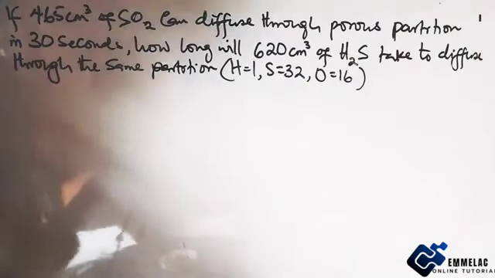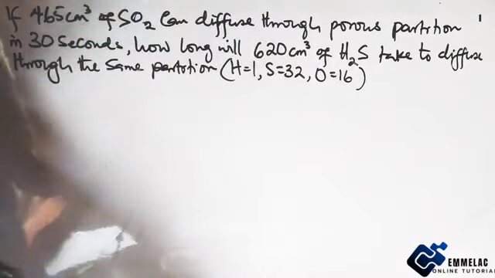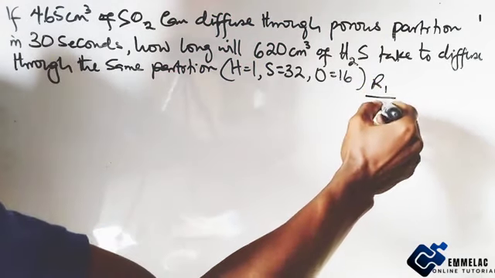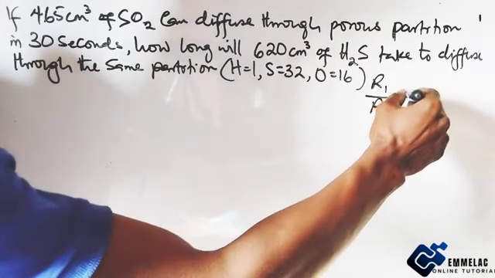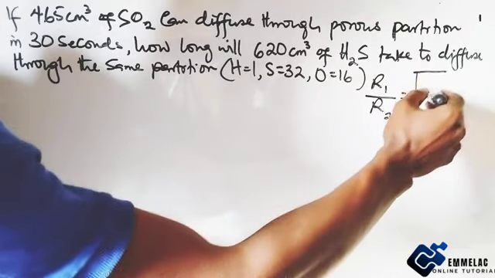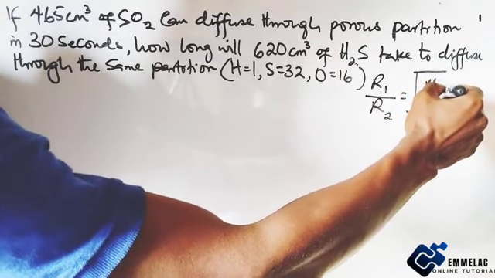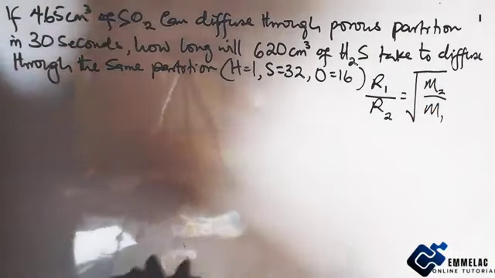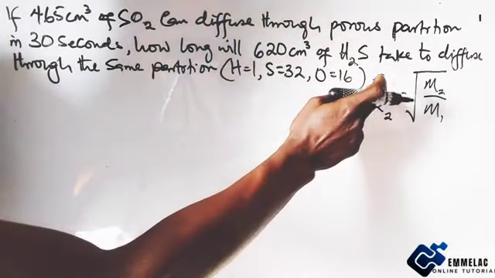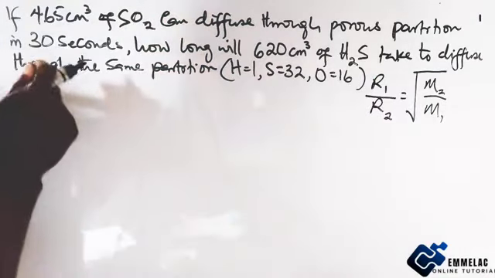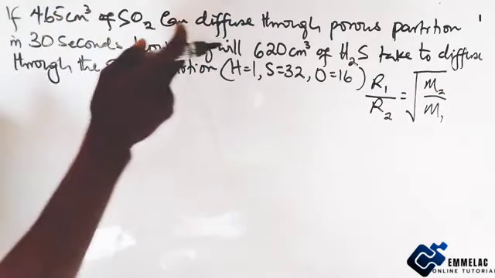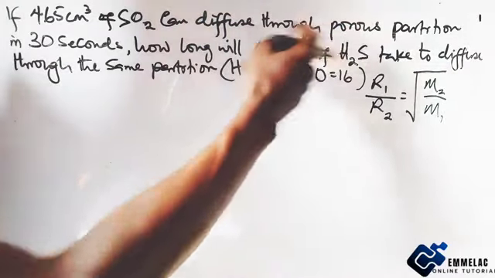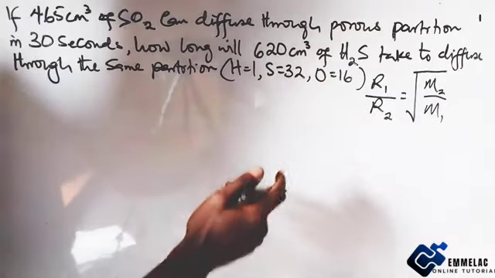Now recall that in Graham's law of diffusion, the rate of diffusion for the first gas over the second gas equals the square root of the inverse of their masses. Let's represent R1 for the rate through which it diffuses through the porous partition.